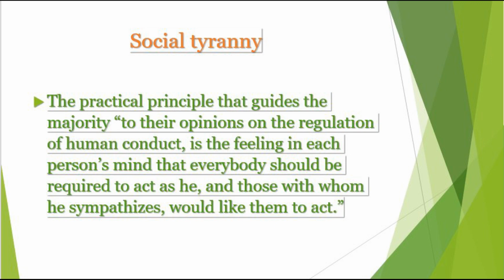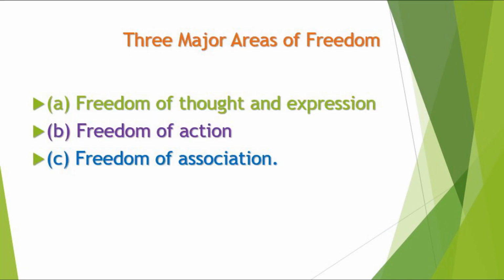Now, here is the question: in which areas must an individual's liberty be protected? Mill identified three major areas of liberty: freedom of thought and expression, freedom of action, and freedom of association. He considered freedom of expression to be the most important liberty, and in this regard, his idea of the harm principle is important.